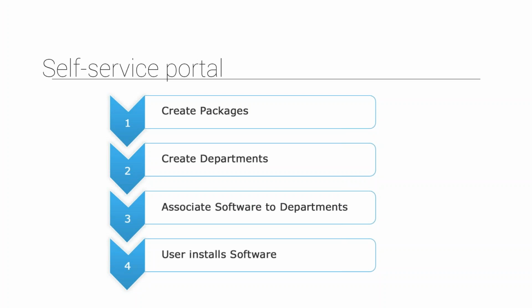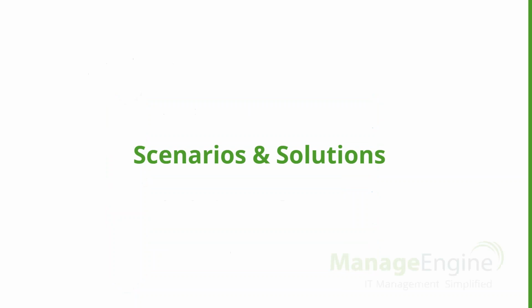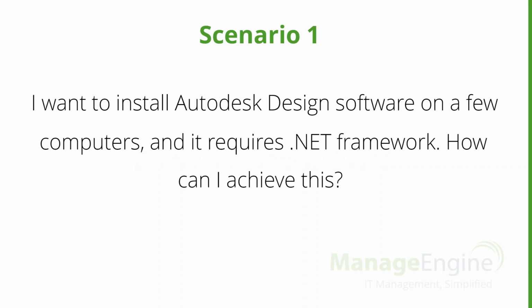So here's the self-service portal process involved. We created the package in our product, whatever packages we think as required, and create departments groups and associate the softwares to the specific groups department, and then user installs those applications on the end user side. All right, this covers our major use cases. Now let's get into a few other real-time scenarios, how to solve them using Desktop Central product.